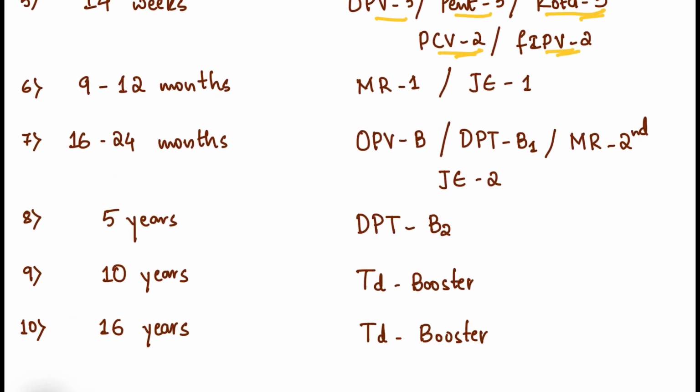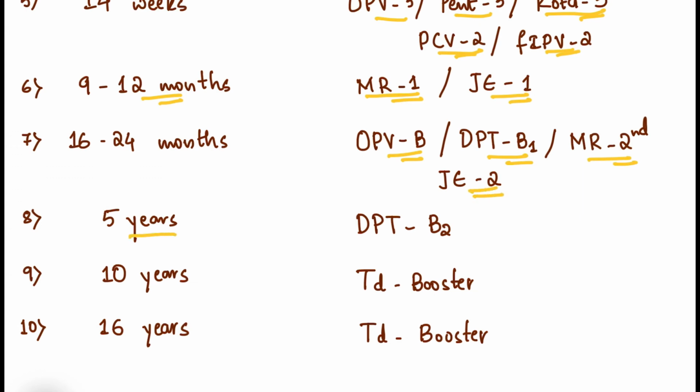Then at 9 to 12 months, we are going to give MR first dose, as well as, in endemic places, we will also give the Japanese encephalitis first dose of vaccine. Then during the interval of 16 to 24 months, we are going to give OPV booster dose, DPT first booster dose, MR second dose, as well as Japanese encephalitis second dose.